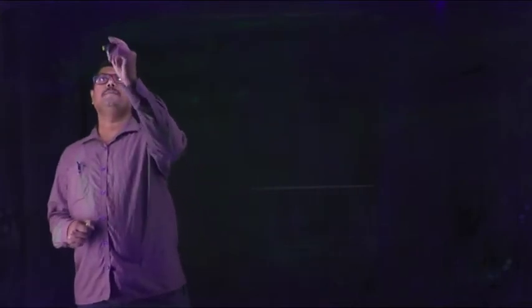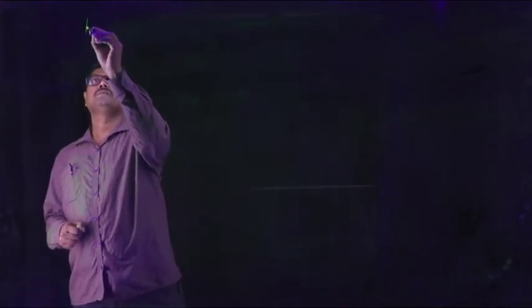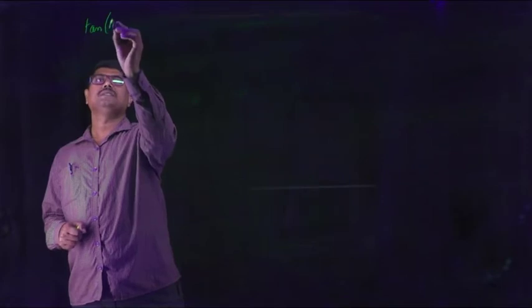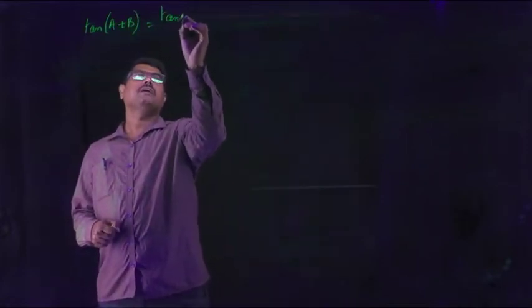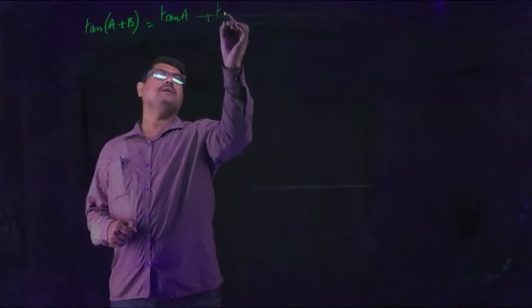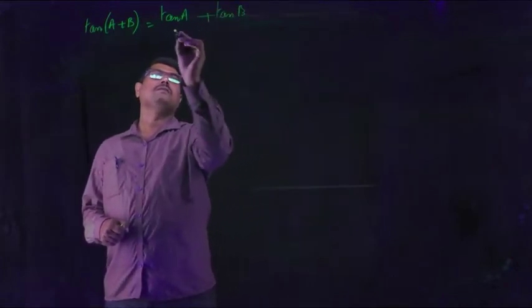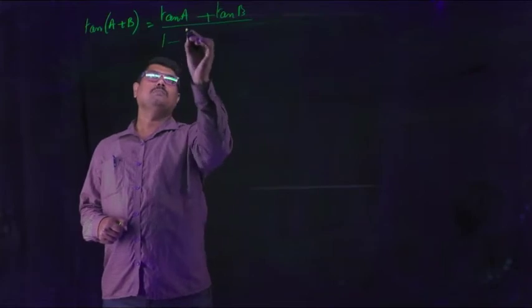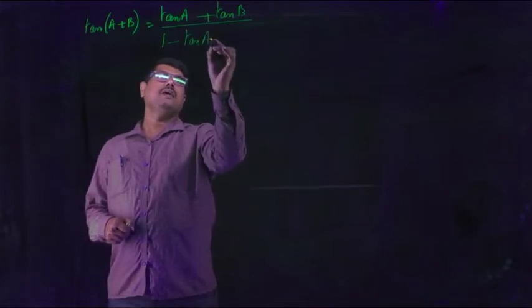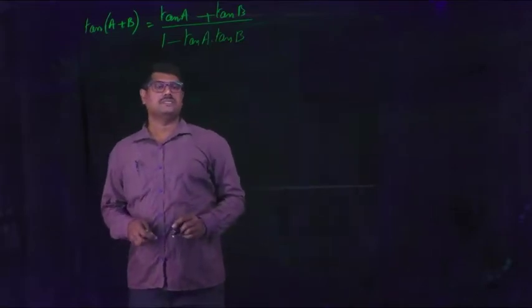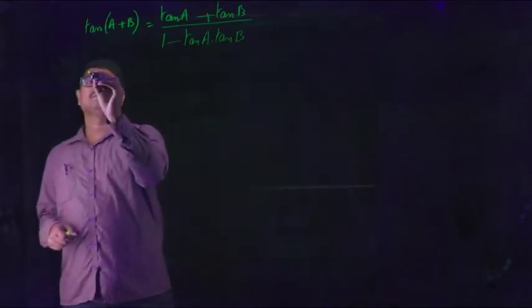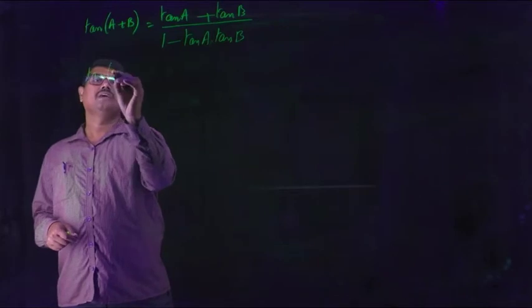Now let us prove one more formula, which is tan of A plus B is equal to tan A plus tan B by 1 minus tan A into tan B. So this is another formula already we discussed. Now let us see how the formula came.